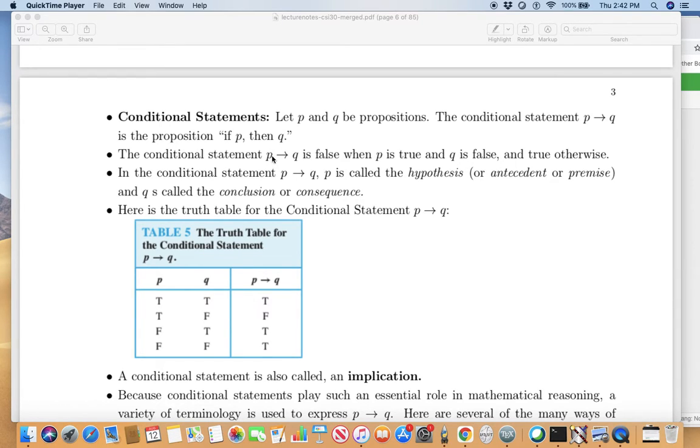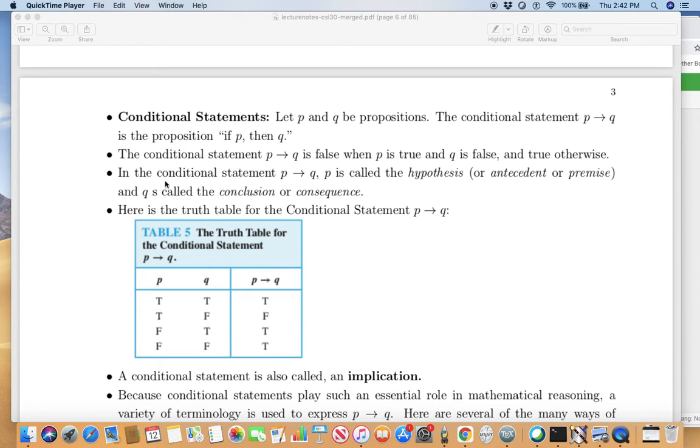You see, if P is true and Q is false, then P implies Q is false. Otherwise, it's true, okay? So if P is true, Q is true. If P is false, Q could be anybody. So what's the point? P implies Q is false when P is true and Q is false.